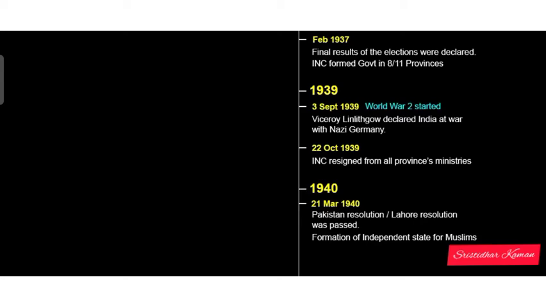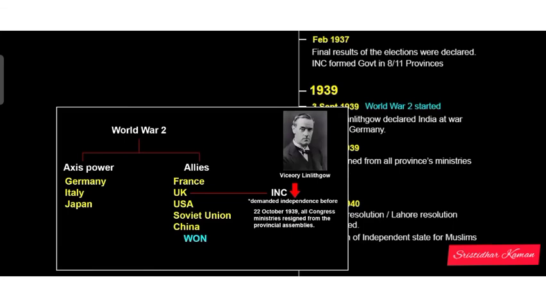It is also said that the idea of the two-nation theory emerged in 1920 when the Aligarh Muslim University was formed, but officially it was rolled out in the form of the Pakistan Resolution or Lahore Resolution in 1940. So anyhow, on 22nd October 1939, all Congress ministries resigned from the provincial assemblies for not supporting the British in World War II. As we know, World War II was fought between the Axis powers, which included countries like Germany, Italy and Japan.